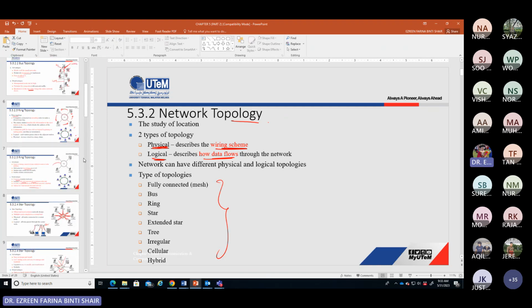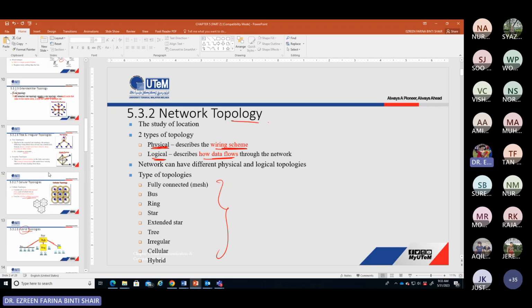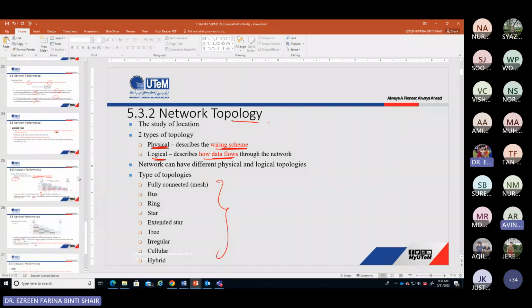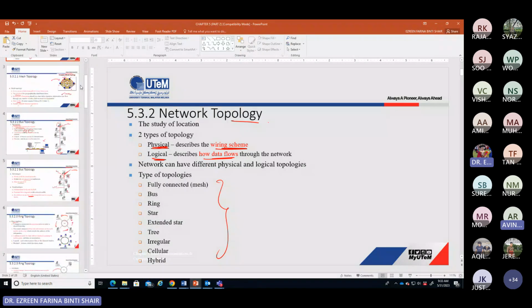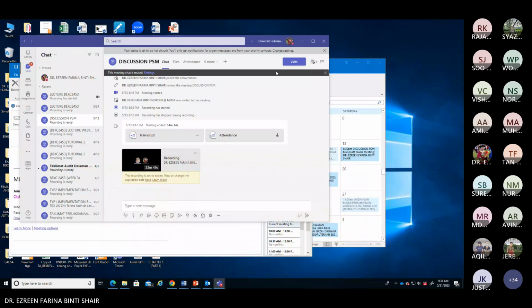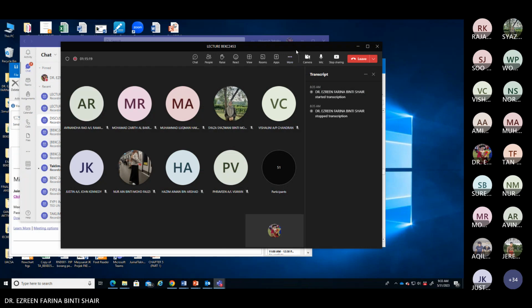Okay, so any question for chapter 5, part 1 and also part 2? No, madam. Banyak teori dekat sini. Yeah. Okay. Doktor, nak tanya pasal topology issues tadi tu.